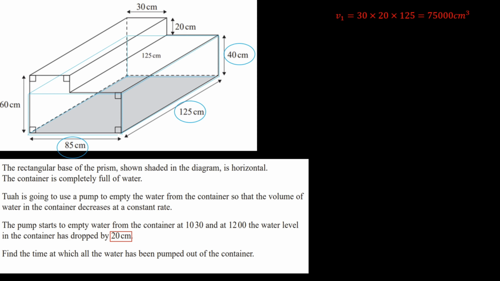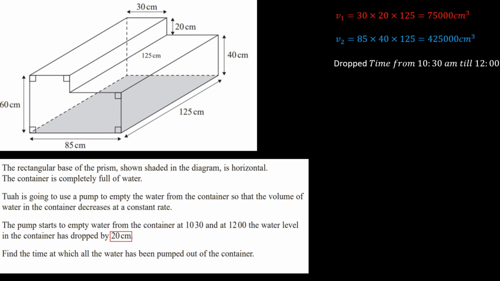Now, the big rectangular, which is the blue one, is still holding water. So this is the dimension of the big rectangular. Now we will evaluate the volume of the rectangular, and we will mention it by B2. So it's 85, 40, and 125. It will be 425,000 centimeter cube.